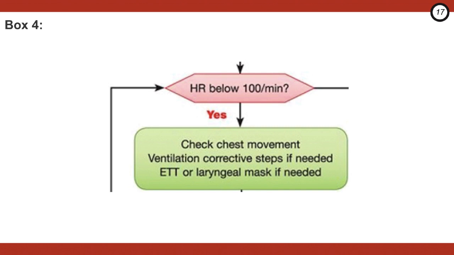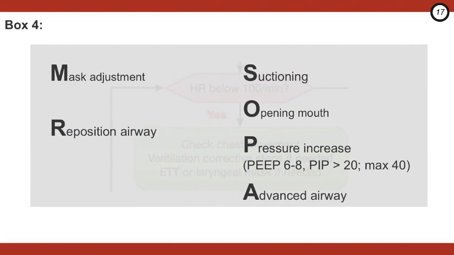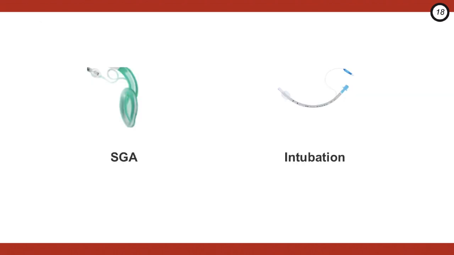After about 30 seconds of ventilation, if the heart rate is less than 100 and you're not seeing adequate chest rise, use the MR. SOPA mnemonic to remember the ventilation corrective steps you can take. Readjust the mask and reposition the airway. Try suctioning and open the mouth. And you can increase the pressure by dialing up the PEEP to 6 to 8 and increasing the positive inspiratory pressure. If you still cannot get adequate chest rise with all of this, then consider an advanced airway.